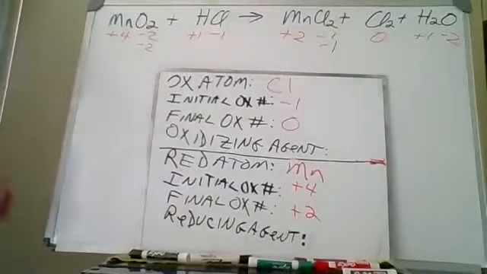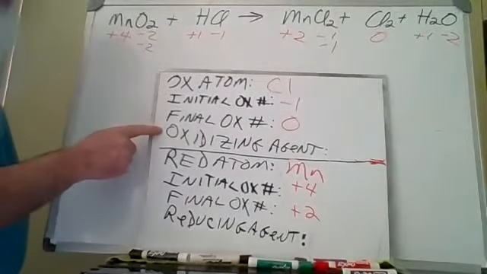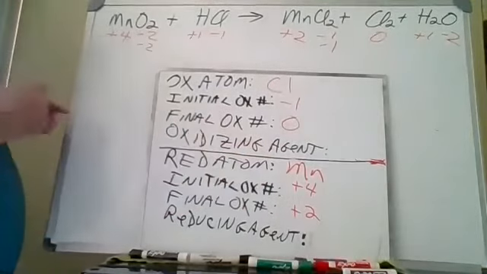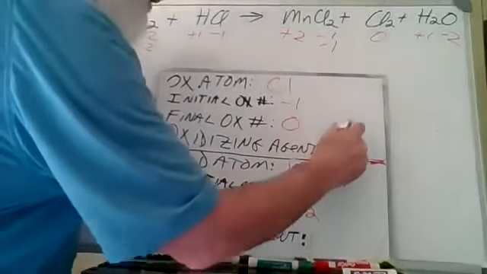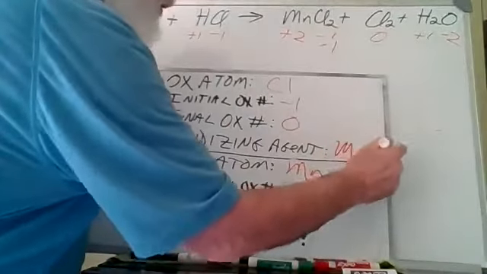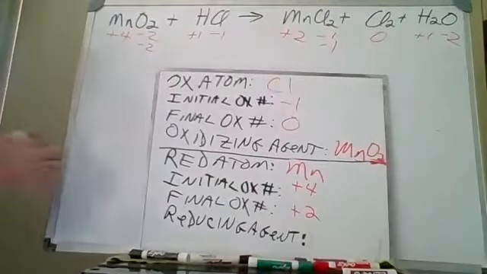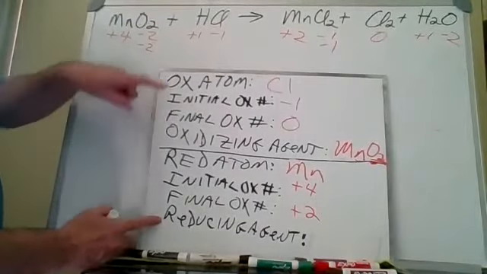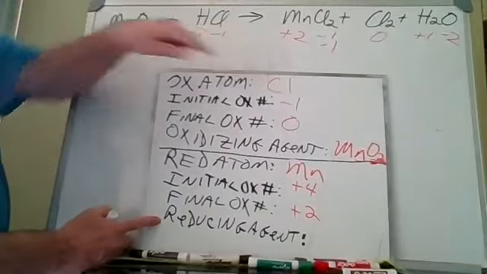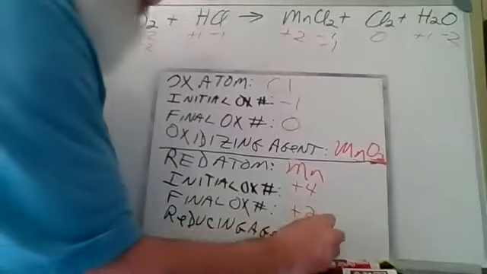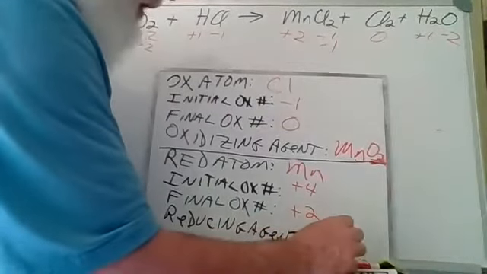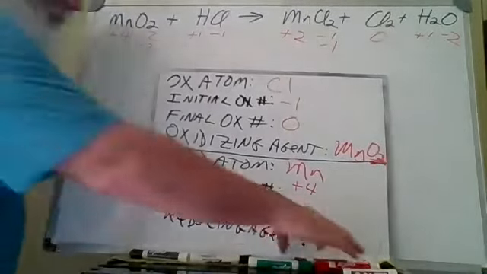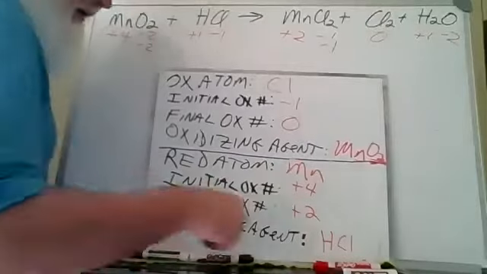Now to get the oxidizing agent, I'm looking for the chemical that contains the reduced atom on the reactant side. That's MnO2. And the reducing agent, I'm looking on the reactant side for the chemical that contains the oxidized atom, which is HCl.